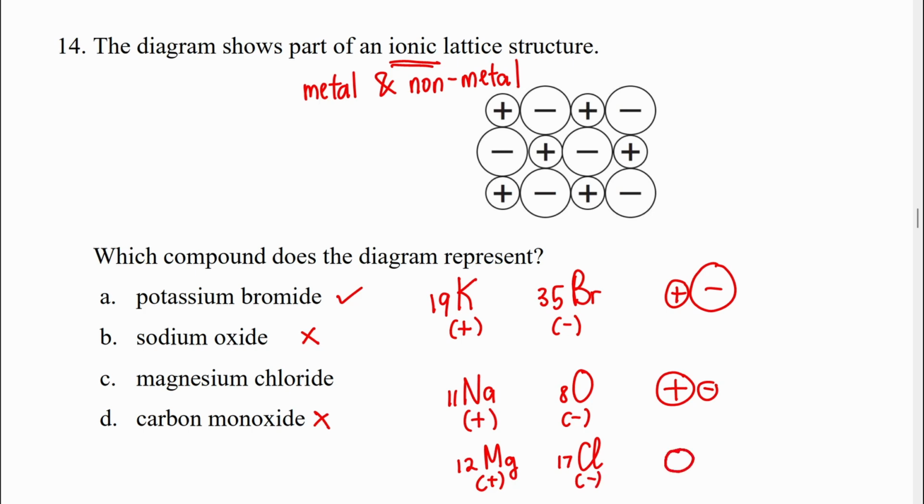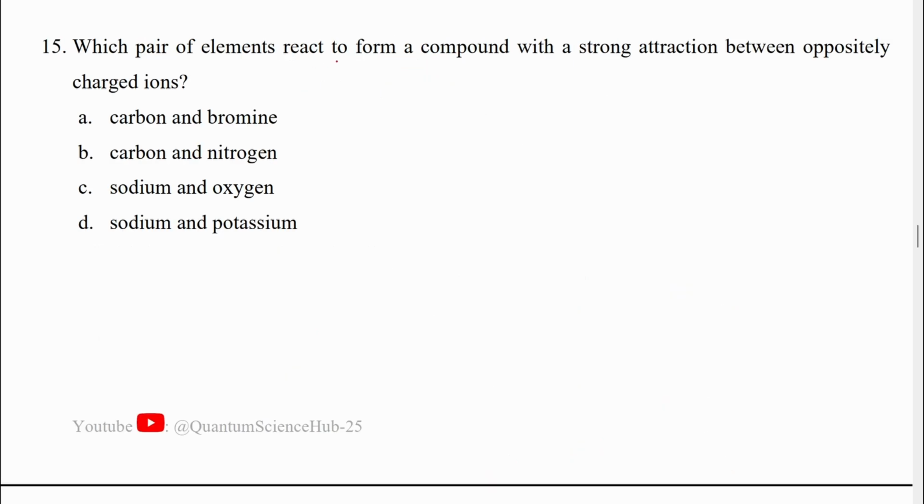So the positive here is smaller than the negative. So this is also wrong. So the correct answer is A. Question 15. Which pair of elements react to form a compound with a strong attraction between oppositely charged ions?